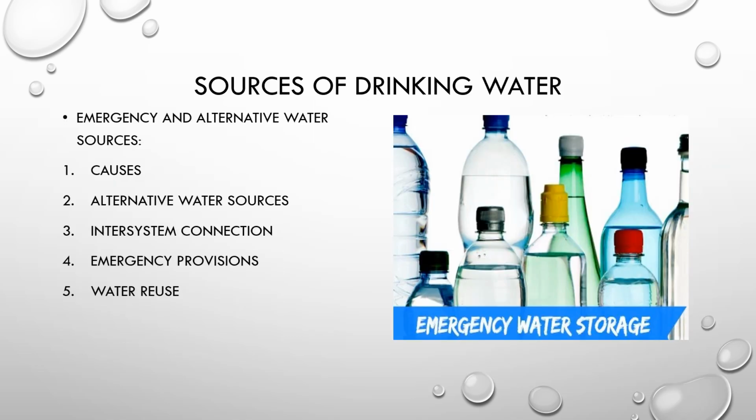So, moving on, we're going to discuss the emergency and alternative water sources. We'll briefly go over the causes. What are some of the alternative water sources, which could be like an interconnection system, emergency provisions like a truck, and then water reuse, known as indirect and direct water reuse.